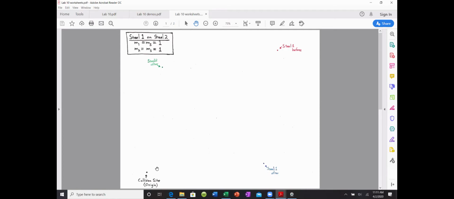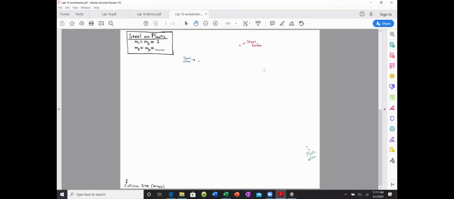And you're going to basically draw several vectors that emanate from the collision site outward to other key points on the sheet. What would the next one look like? Okay, steel on plastic. Collision site, steel before the collision, without a collision would have landed there. Steel after the collision.